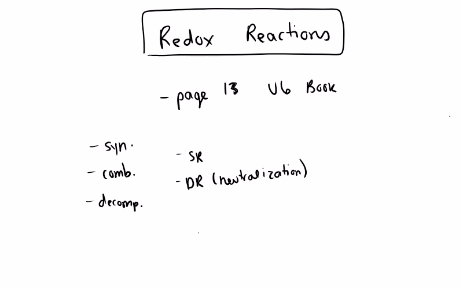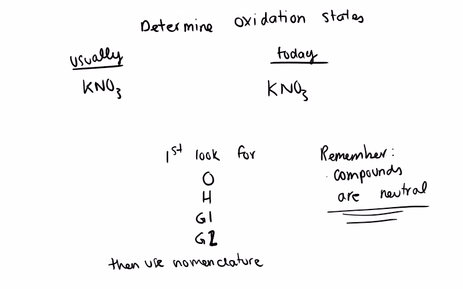But as I've mentioned before, you are not just going to simply be given reactants and asked to predict the products for redox reactions. You have to do a little bit of work. So let's look at what we should be doing first. So the key point of redox reactions is being able to determine oxidation states. So flip over to page 14.